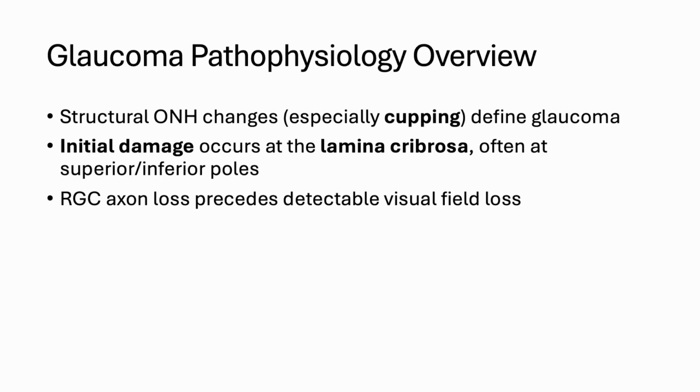Glaucoma is defined by structural changes in the optic nerve head, most notably cupping. The initial site of damage is often at the lamina cribrosa, particularly in the superior and inferior poles, where the tissue is most vulnerable. Importantly, retinal ganglion cell axon loss begins before any detectable visual field changes are observed. This underscores the importance of early structural assessment in glaucoma management.